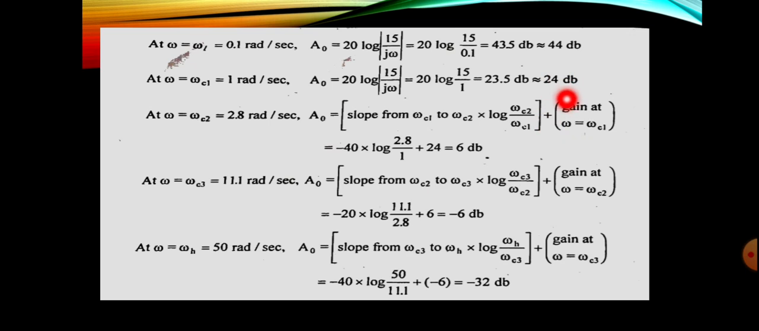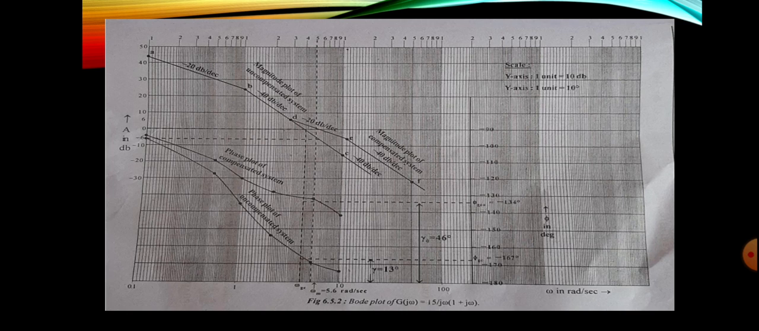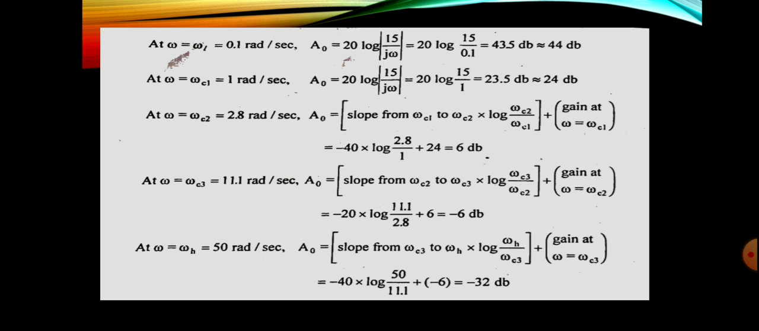The magnitudes are 44, 24, 6, minus 6 and minus 32. So again you have to plot the magnitude plot on the same semi-logarithmic graph that we used in the first section. Here the positive readings go up to 44 and the negative readings go up to minus 32. So after 0 dB you have to use 3 more divisions. You can see this is 0 dB, and you mark 10, 20, 30 here, and by using this you can mark the various points. At omega L, 0.1 corresponds to 44 dB.